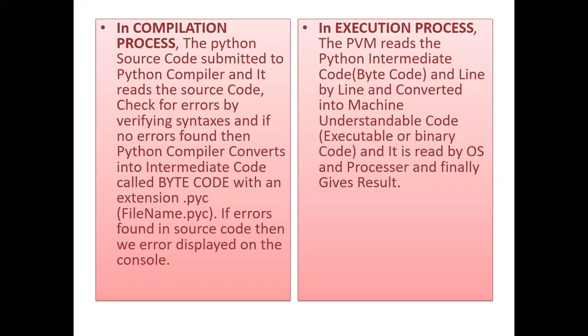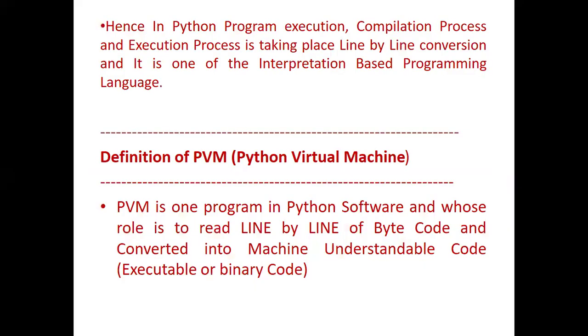Now, what is PVM? We are saying PVM will read the source code and convert it into the machine understandable language, but we need to understand what actually the PVM is. PVM is Python virtual machine. It is one program in Python software whose role is to read the source code line by line and convert it into the machine understandable code. See, PVM is what? Python virtual machine. It is one program in Python software whose role is to read the bytecode line by line and convert it into the machine understandable code, which is a binary code. And finally, it will display the result.